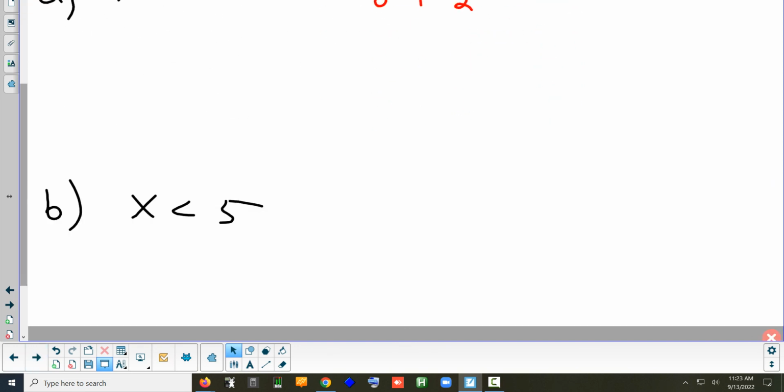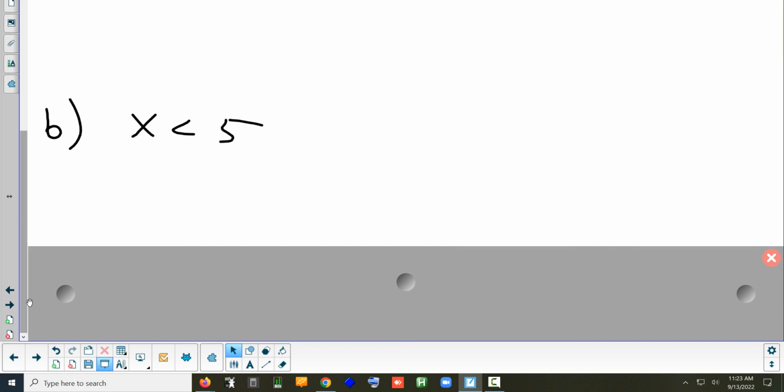How about x is less than 5? What kind of symbol would I put on the 5? Open circle or parenthesis. There's your open circle, and you're shading everything smaller than 5.